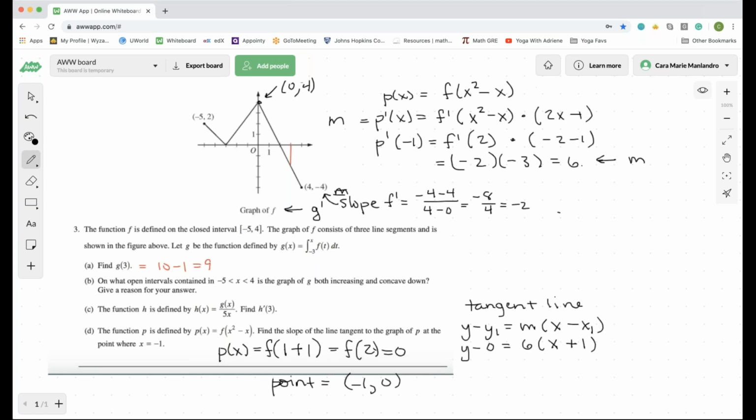Since they asked for, so find the slope of the line tangent to the graph. Okay, so I should read the question. They just wanted the 6. You should also read the question. All right, if you read the question, you would have gotten 6. Nice catch. I saw tangent line and I got excited. All right, any other questions?